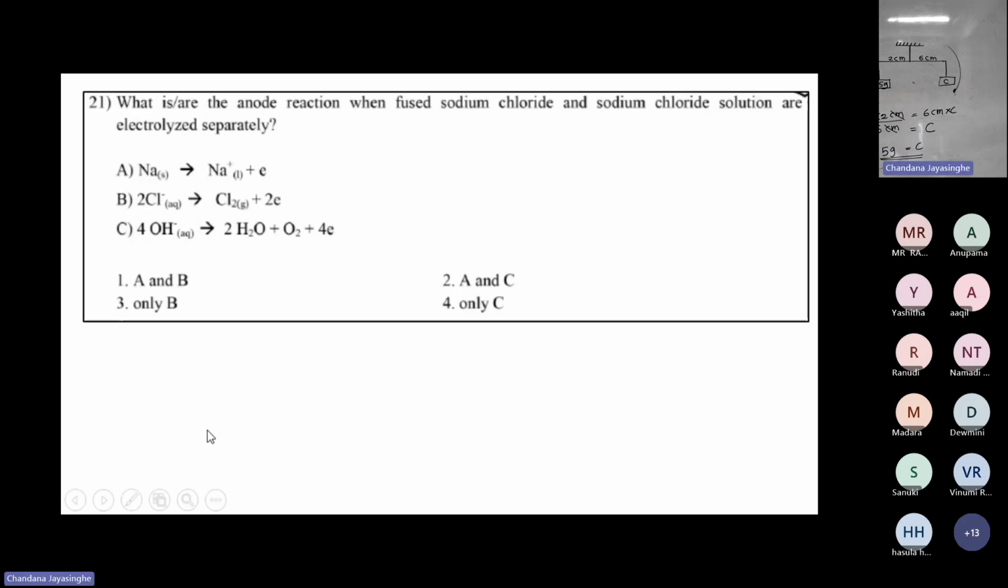Question number 21. Right. Now, when we consider the fused sodium chloride and sodium chloride solutions when doing the electrolysis separately, right? What is the anodic reaction that occurs? So what is the answer for the 21? 21 anodic reaction, answer, right? B. So answer for the 21, third.